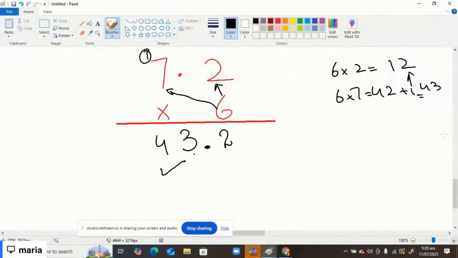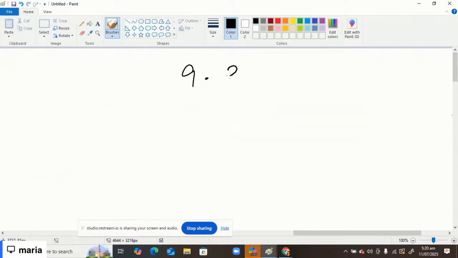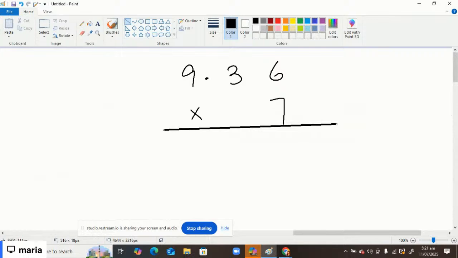Now this is a multiplication. Let's solve one more question regarding this, then we do addition and subtraction. Let me just write it here: 9.36 times 7. Now you guys tell me the answers firstly, one by one. Everyone tell me the answer.